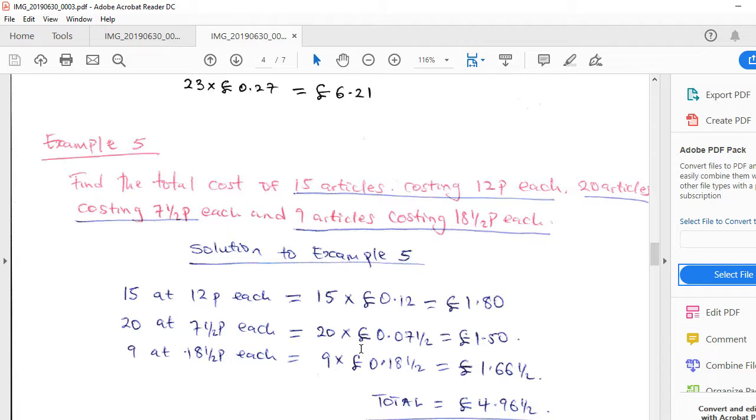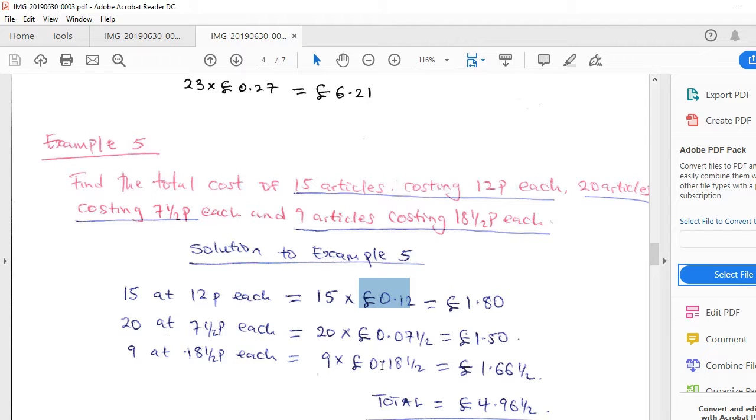First of all, 15 articles at 12 pence each, right? You convert the pence to pound. So converting to pound, we're having 0.12 pound, right? So 15 multiplied by 0.12 pound, you're gonna get 1.80 pound, right? So 20 articles at 7.5 pence, so you convert the 7.5 pence to pound, so you'll be getting 0.075 pound.